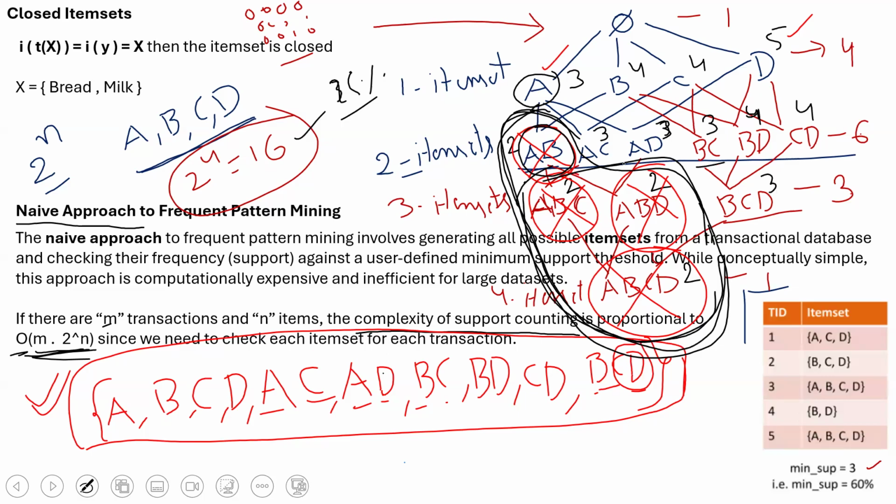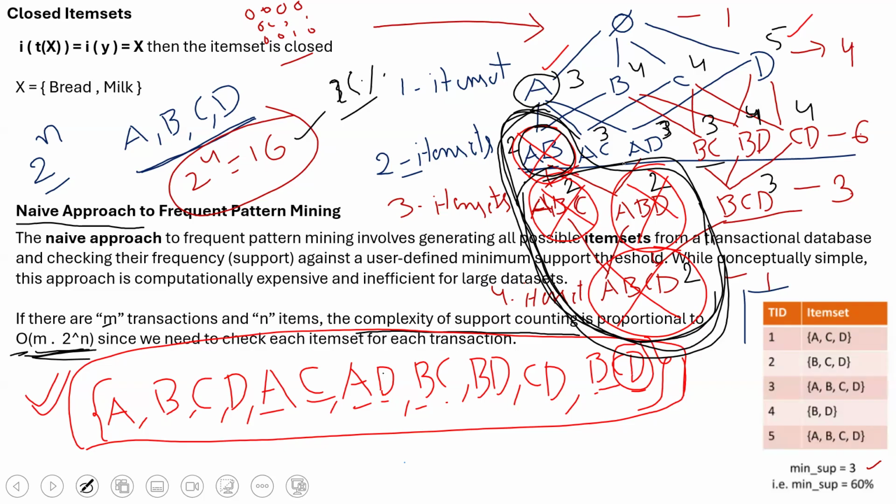So that is what the next approach says. If X is frequent, then any subset of X must be frequent. If X is not frequent, then any superset cannot be frequent.